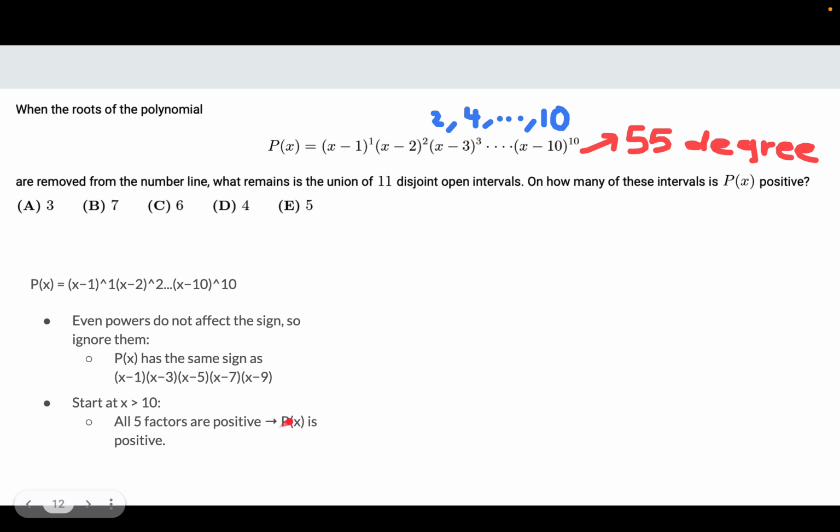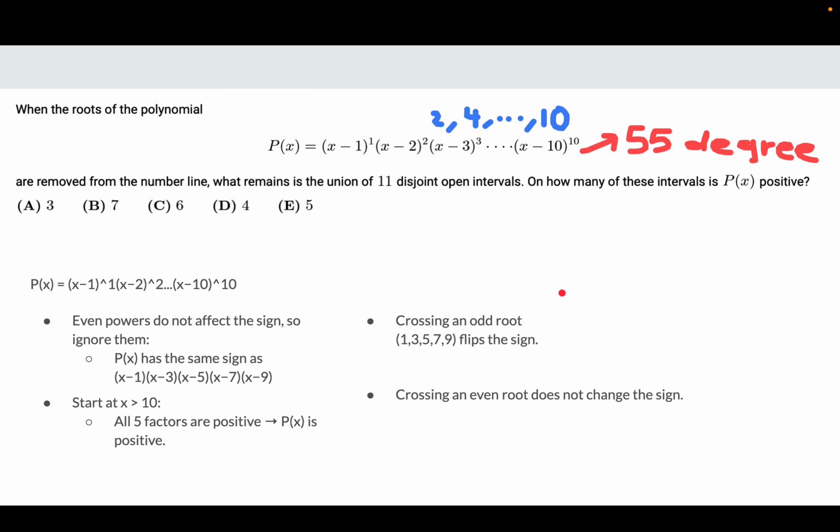Next we move left and cross 10. Because 10 is an even root, the sign does not change, meaning the interval from 9 to 10 is also positive. Now we cross 9. It's an odd root, so the sign flips to negative for the interval from 8 to 9. We cross 8. So basically, crossing an odd root flips the sign, and crossing an even root does not change the sign.